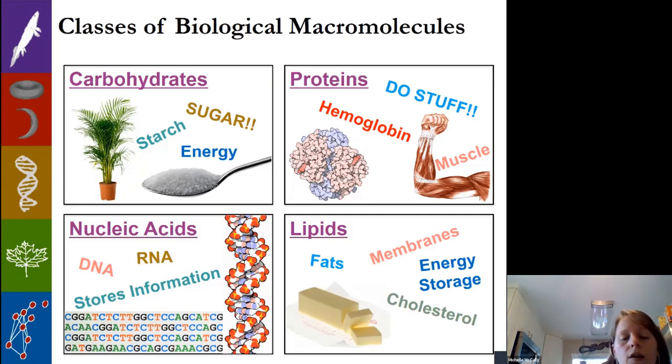And then finally, lipids. They're fatty. They're what make up the membranes in cells. For prokaryotes, that's just the outside, but for eukaryotes, that's the outside of the cell and also the outside of all of the organelles in the cell. Lipids are also used for longer term energy storage than carbohydrates. Cholesterol and fats are examples of lipids. We won't be talking about lipids too much in this class.